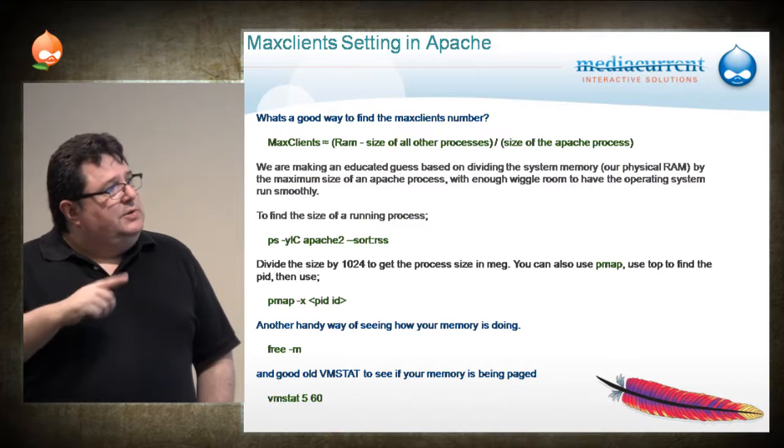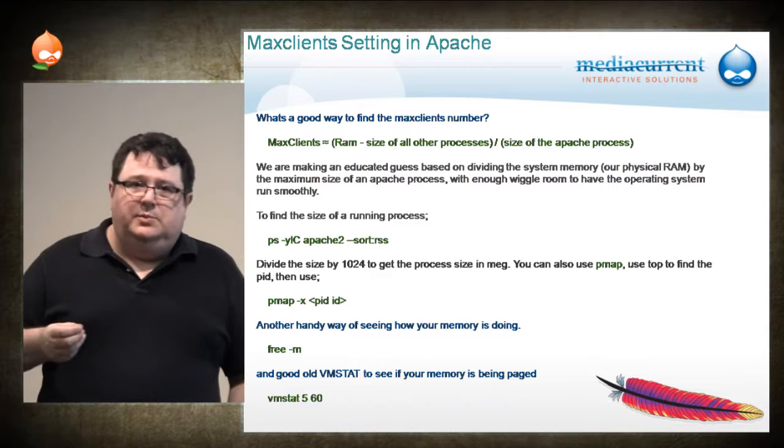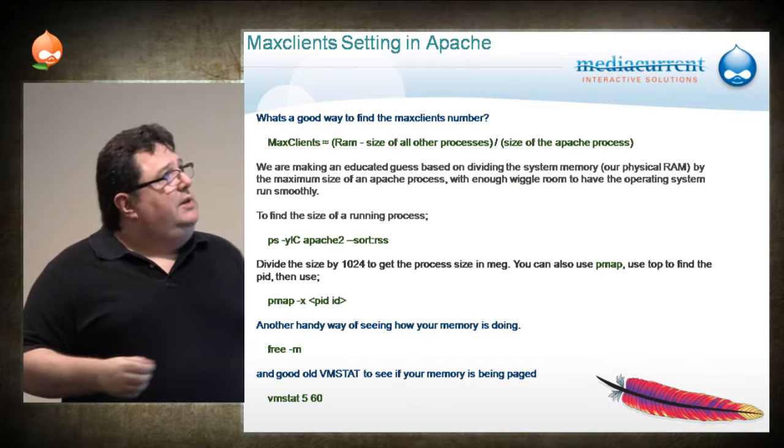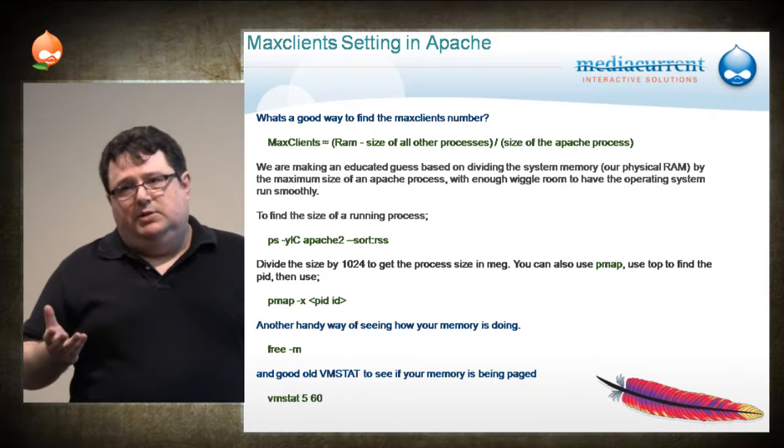You can also use pmap, and it will show you the size of each of the processes. It will help you determine how much memory you've got in the box and how big a process is, and then hopefully use that in that formula to give you a rough idea of how many max clients you can set, and that's done inside your Apache config.